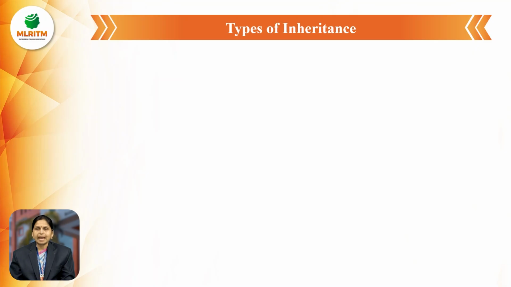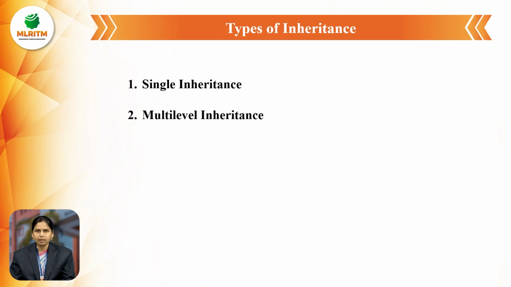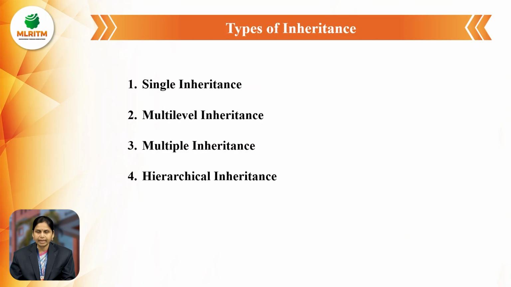Now let us see the types of inheritance. There are 5 types of inheritance. First one, single inheritance. Second one, multi-level. Third one, multiple inheritance. Fourth one, hierarchical. And fifth one, hybrid inheritance. Let us see one by one with example programs.